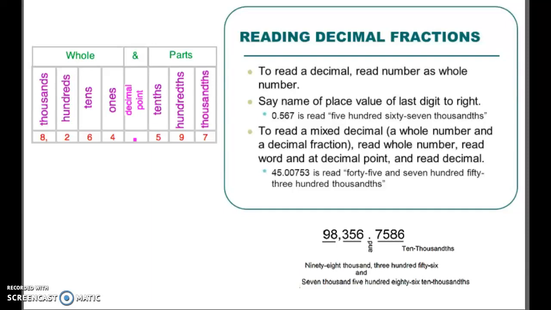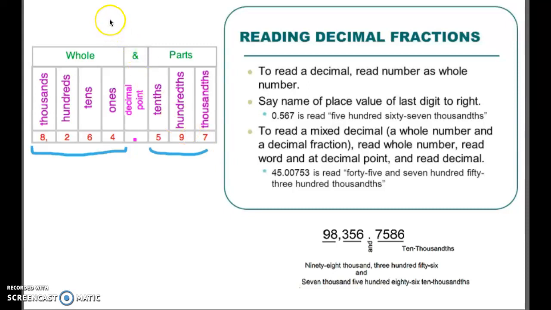Hi, this little video is going to show you how to read your decimals. Now, just a quick reminder, when you're looking at a number, you will notice that there's a portion before the decimal point and a portion after the decimal point. It's a good idea to quickly remember the different places.